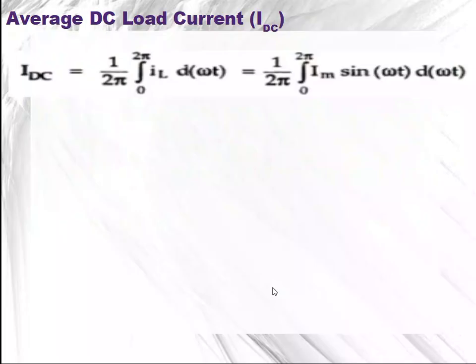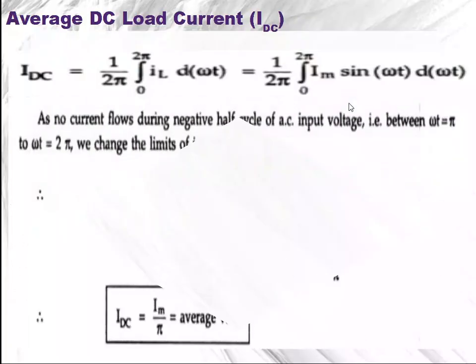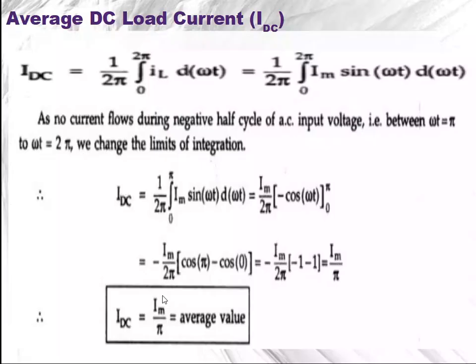And if I do this, then we will get the average DC load current. This is the formula I already told you, and if we do it, the result is Im by pi or Vm by pi. The derivation I am just showing here for your reference. You already did this at your plus 2 level. As no current flows in the negative half, after the derivation we get the average value, and this average value corresponds to the direct current. After applying half-wave rectification, we get the outcome as Im by pi, right?